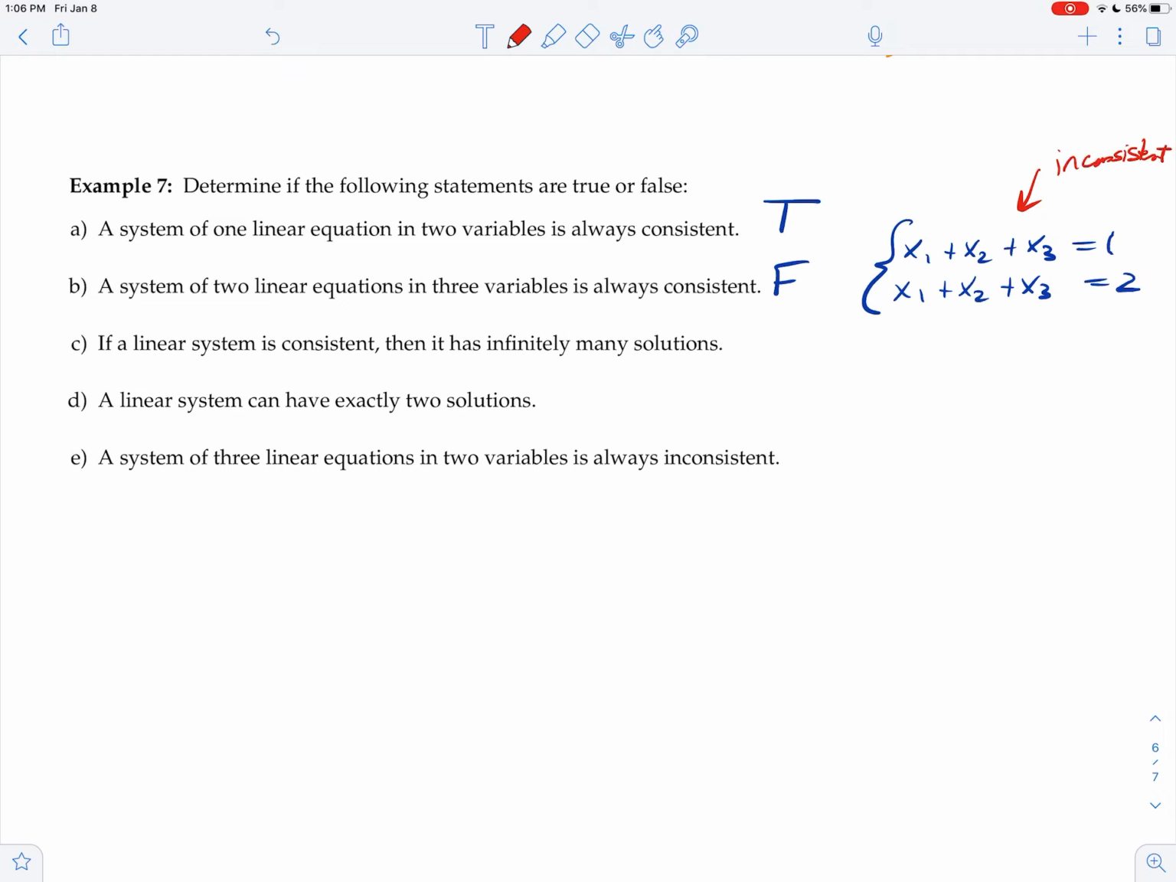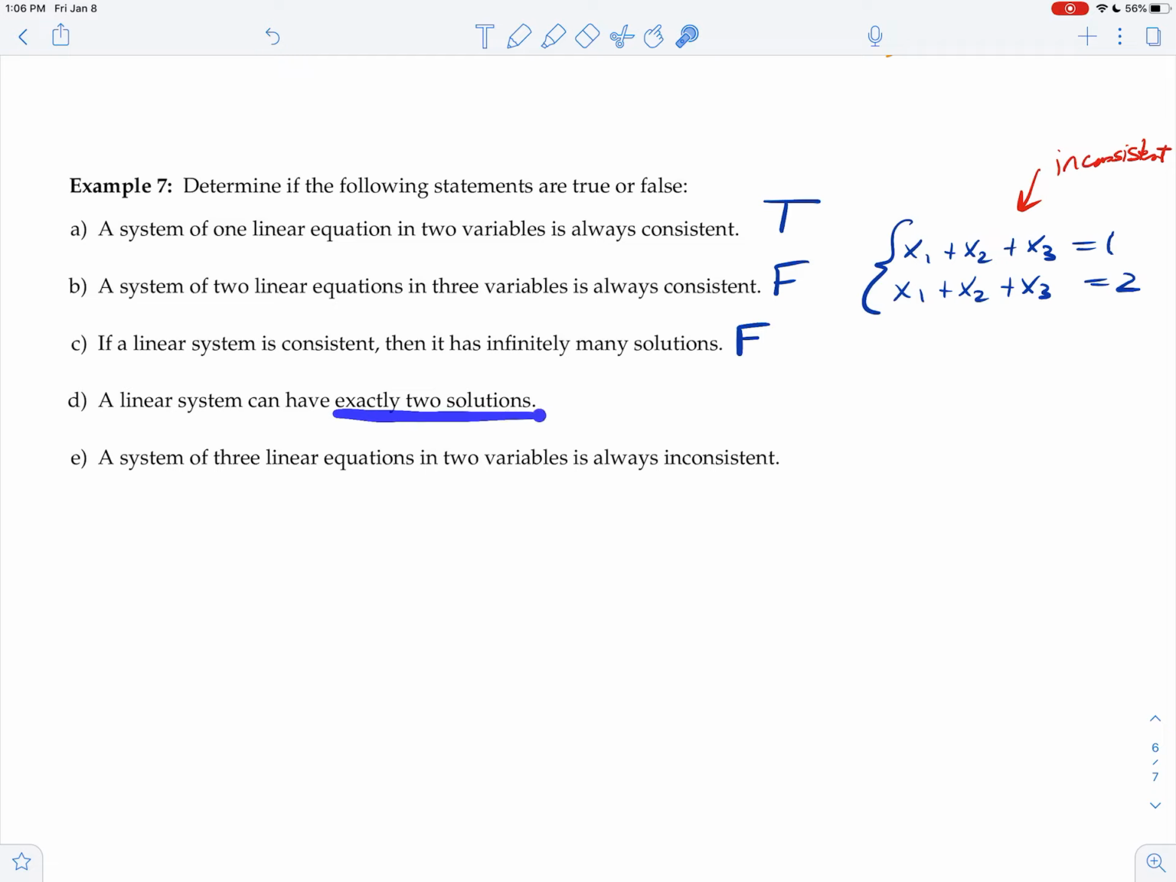And it's easy to see why, right? If you plug a number in here and you get 1, then you're certainly not going to get 2. All right, so if you're consistent, does that mean you have to have infinitely many solutions? Absolutely not. We said that being consistent just means that you have at least one solution, so that's false.